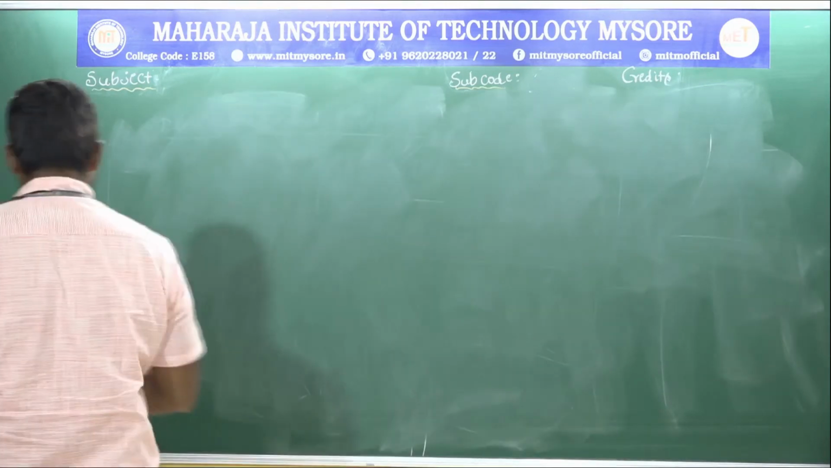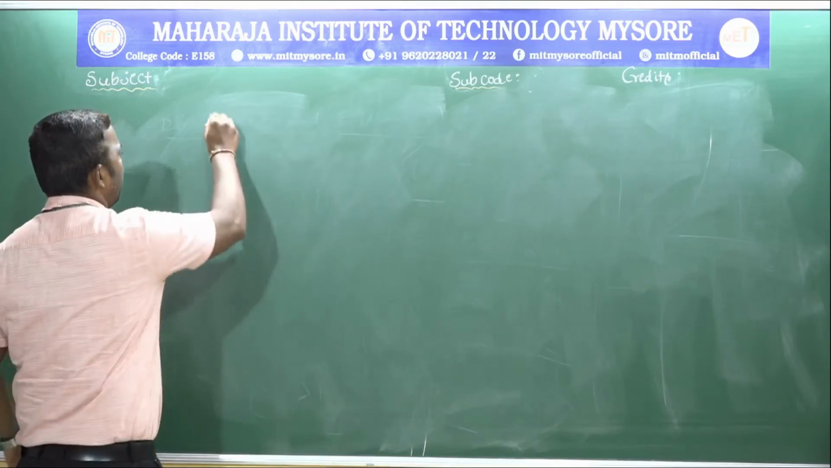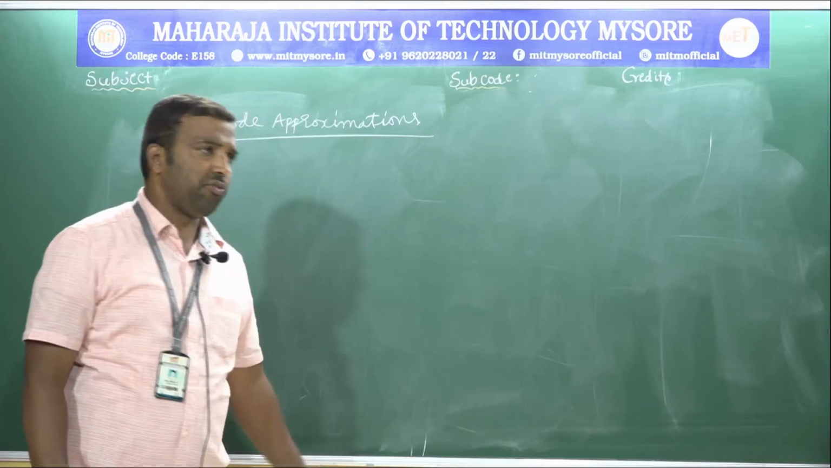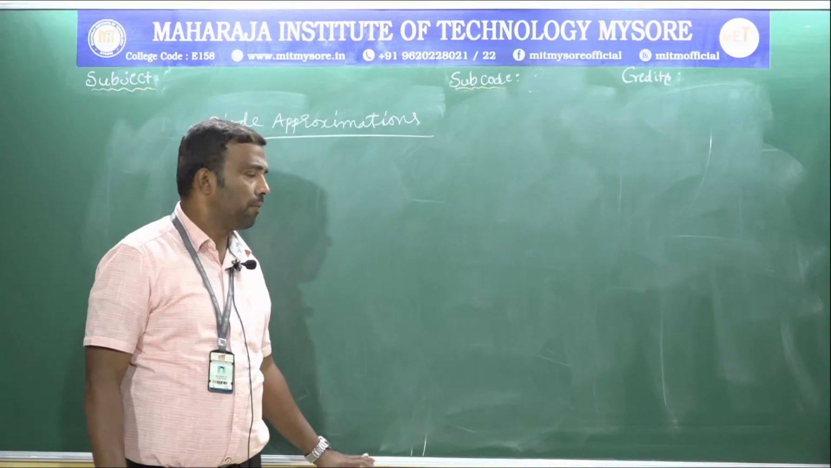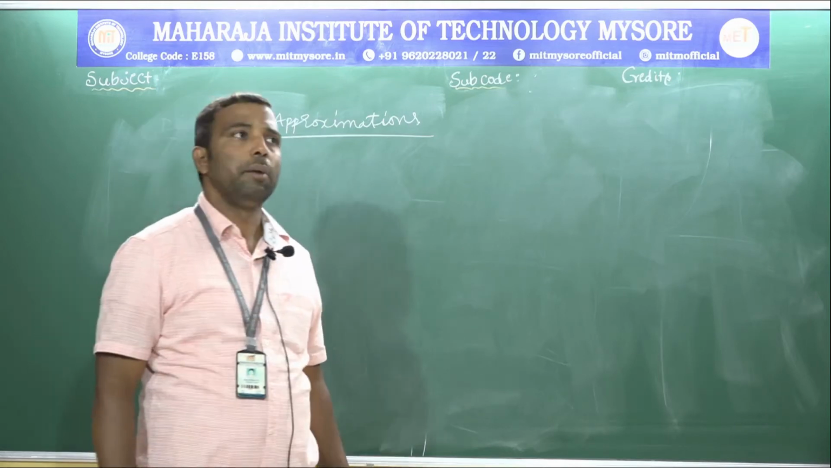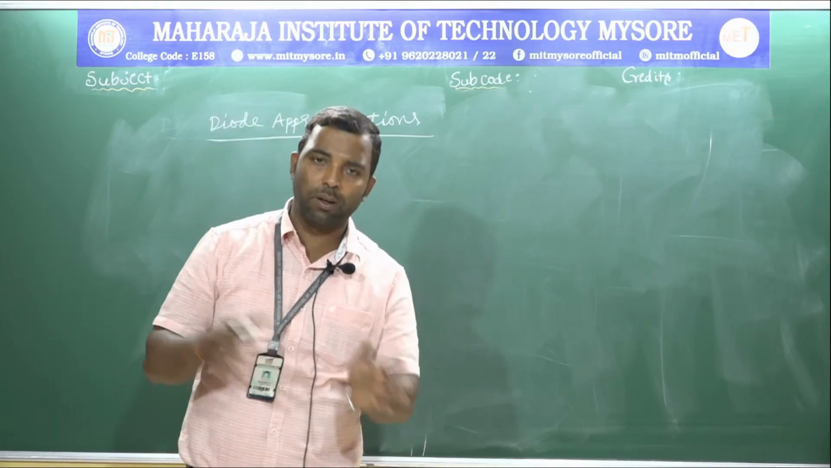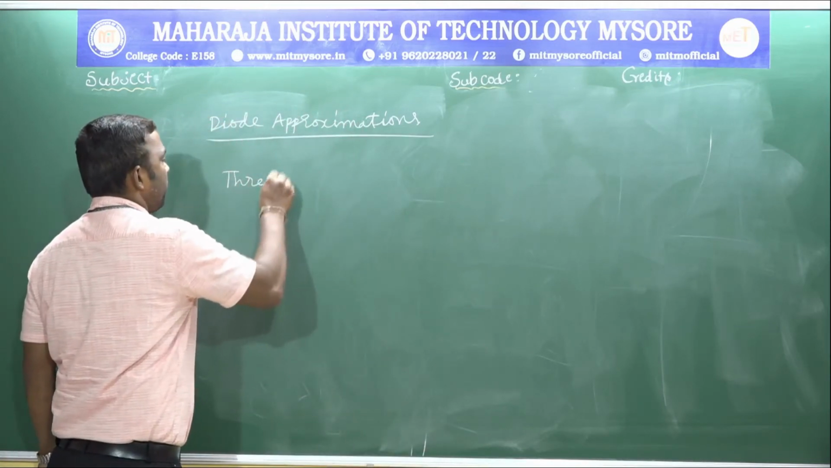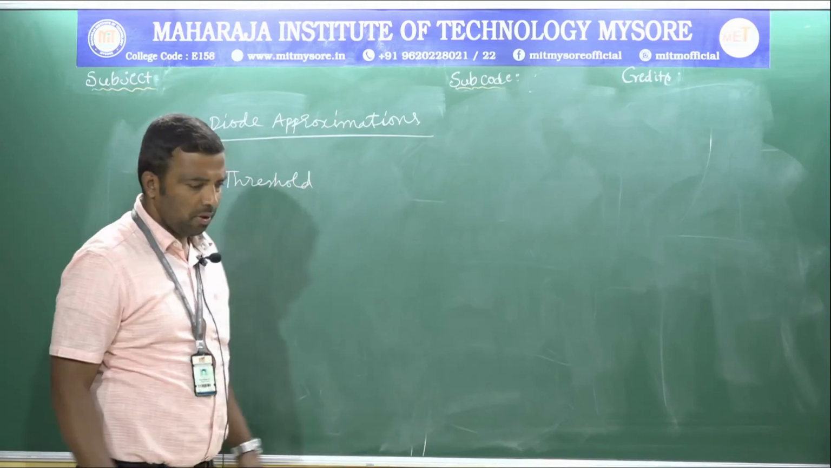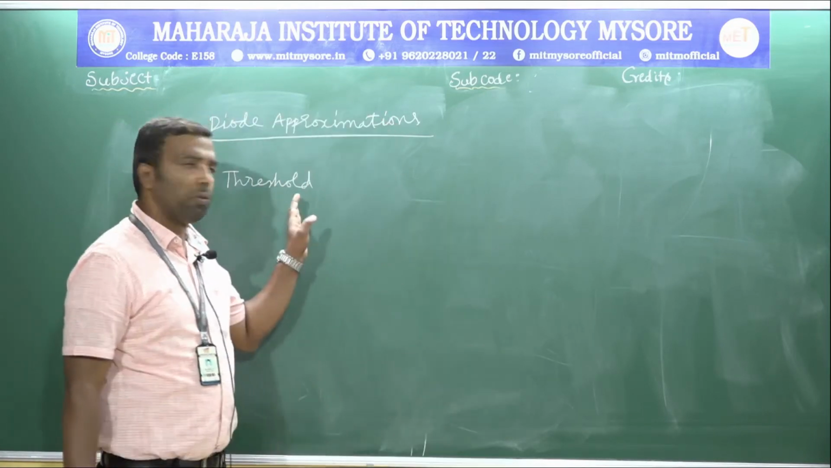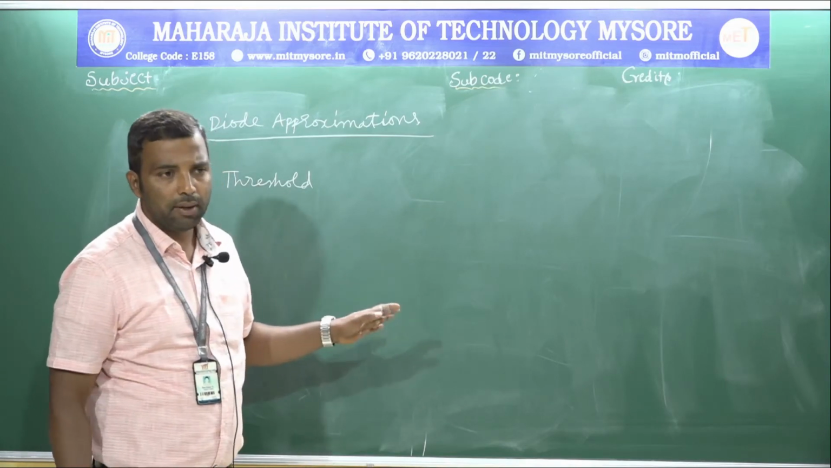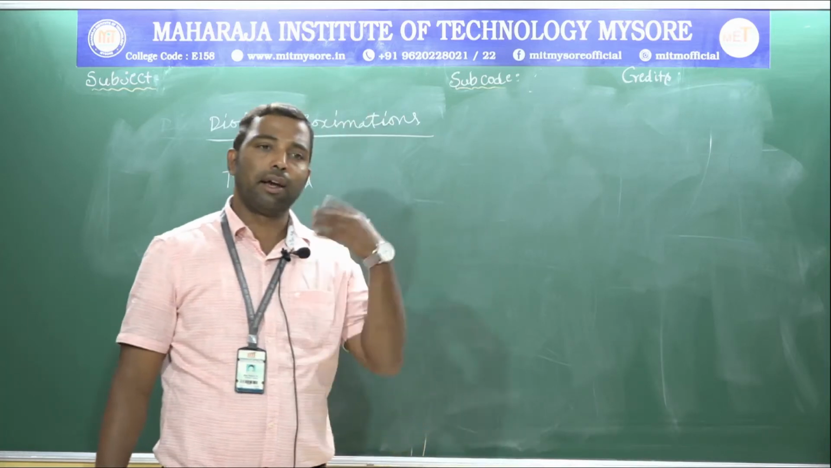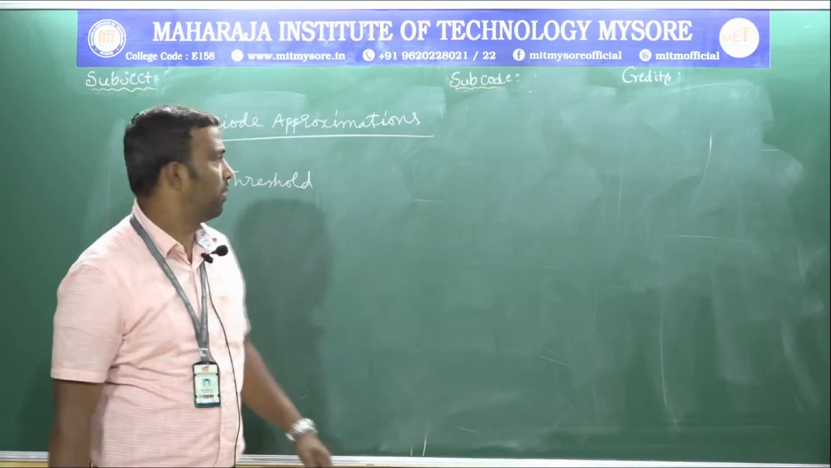Okay. The next topic is diode approximations. In the last topics, you studied that the minimum voltage to turn on the diode is the threshold voltage. The threshold voltage is the minimum voltage from which the diode starts conducting. It is also called the cut-in voltage or minimum voltage.